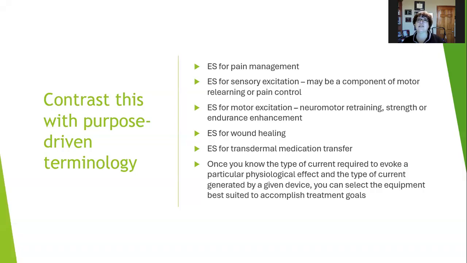Motor excitation for neuromotor retraining, strength or endurance enhancement. Electrical stim for wound healing. Electrical stim for transdermal medication transfer. Once you know the type of current required to evoke a particular physiological effect and the type of current generated by a given device, you can select the equipment that's best suited to accomplish your treatment goals. So it doesn't have to be one particular thing. Even though you might work with a PT who always uses Russian stim for muscle stim, if you know the type of current that you want to evoke a particular physiological effect, you could use something else.